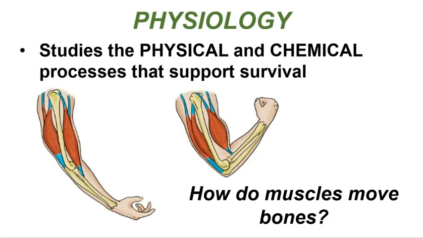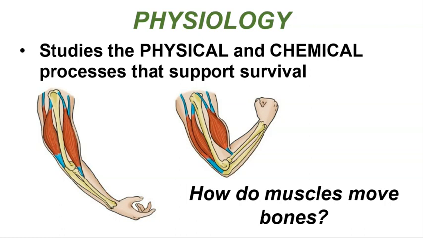So physiology, on the other hand, focuses on the events that are occurring at the molecular and the cellular level, and that tells us how the body's parts work to support survival. Physiology draws upon principles of many of the natural sciences. So physiology is kind of the combination of biology, chemistry, and physics.